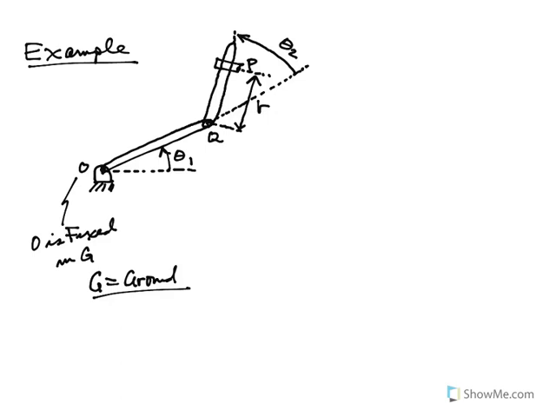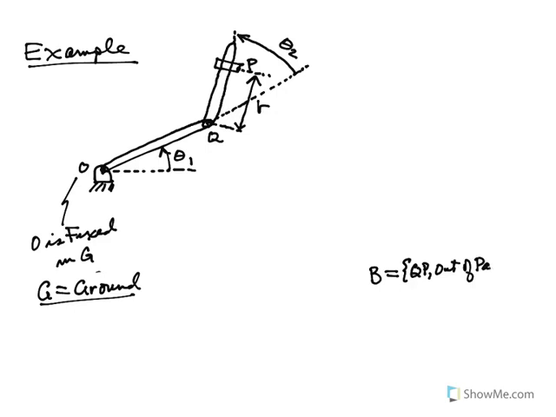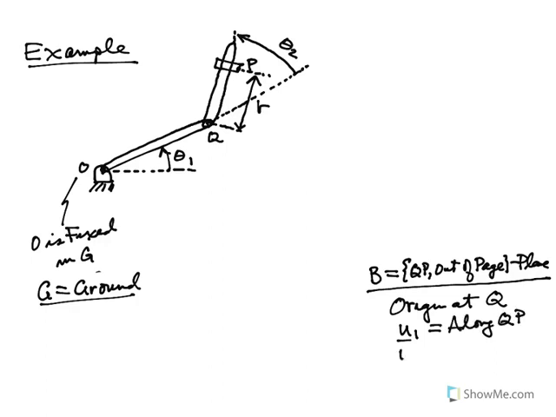So let's call the second arm B. Let's give ourselves enough room here to write everything out. We're going to say G is the ground. That's our base frame. But before we get there, we need two other frames. So B is going to equal the QP out-of-page plane. The origin of this coordinate system is going to be at Q, because Q is fixed in the second arm. The first direction I'll call U1. U1 is going to be along QP. U3 is going to be out of the page. And then U2 is going to be U3 crossed with U1.